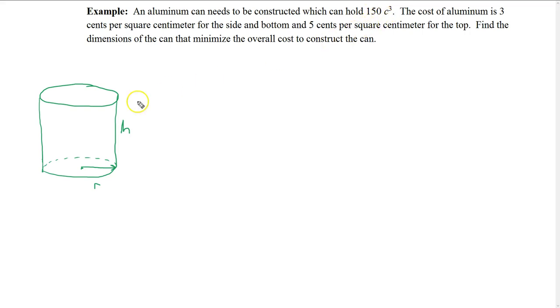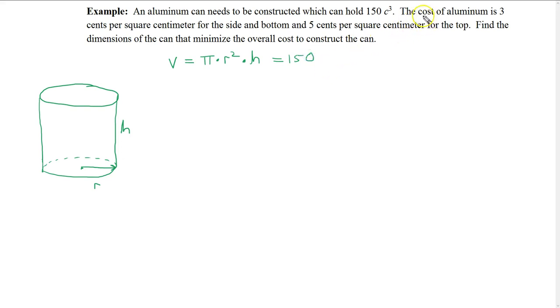So that means we want to find the volume of this can. Now the volume of a right circular cylinder like this is going to be the area of the base. That's going to be pi r squared. You have to remember the area of the circle. So it's going to be pi times r squared. This is the area of the base, which is the area of the circle, times the height. So that's our volume, and that's equal to 150.